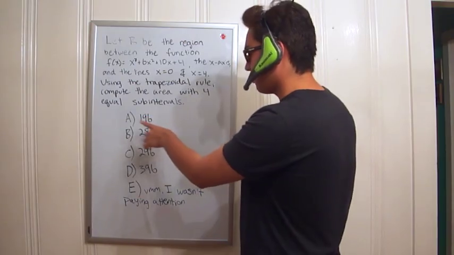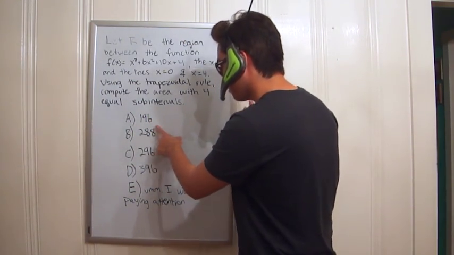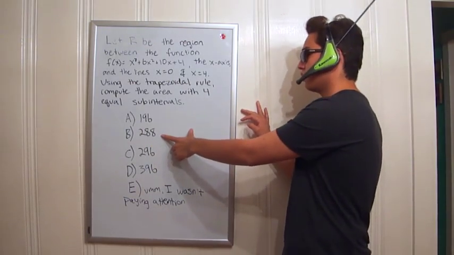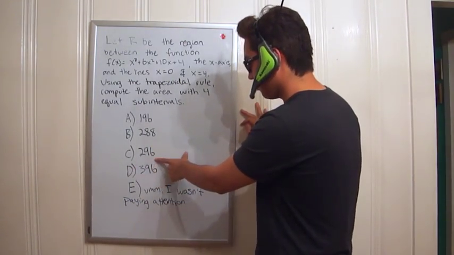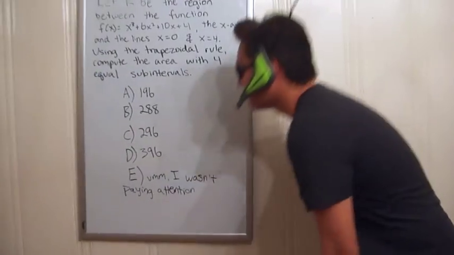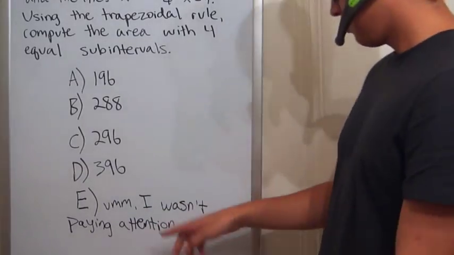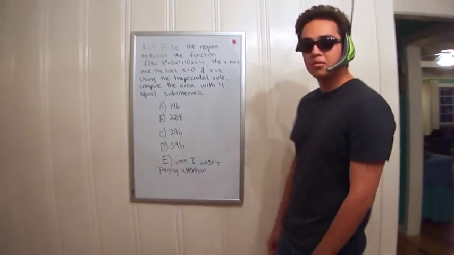Your possible answers are A equals 196, B 288, C 296, and D 396. And for some of you who didn't take math, you got option D. Go for it.